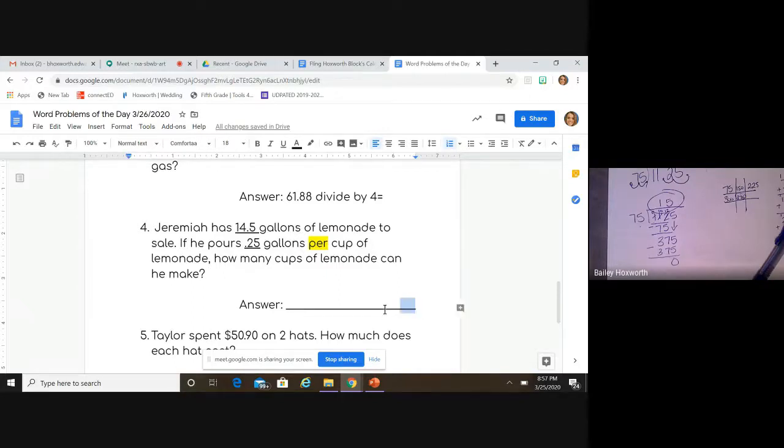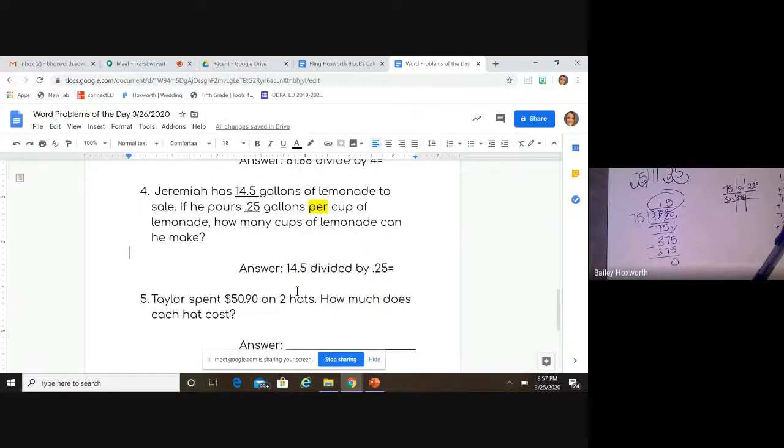So what am I dividing? 14.5 gallons divided by 0.25 gallons to see how many cups he can make. So you are solving this problem.